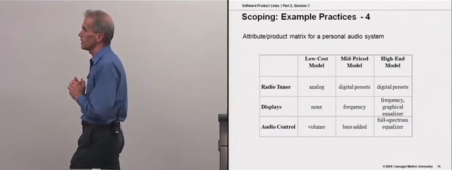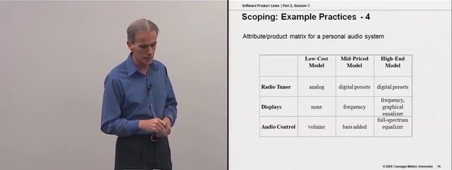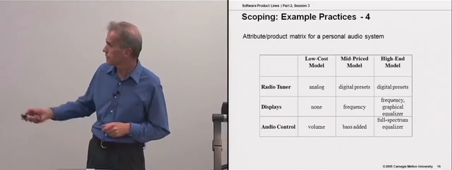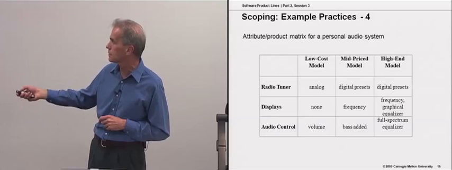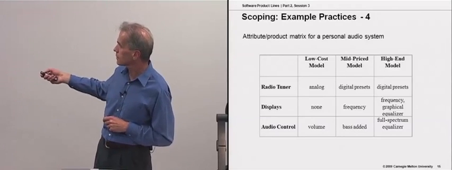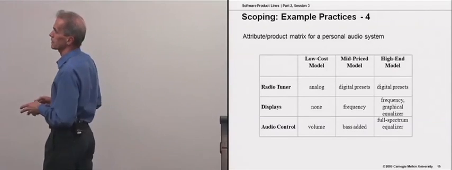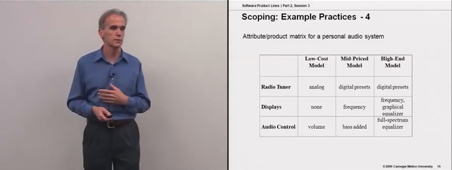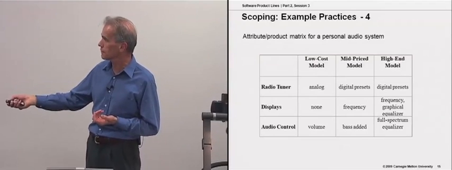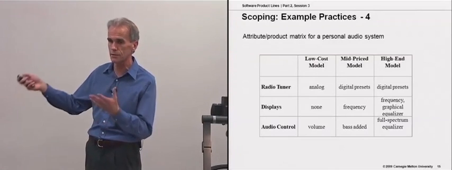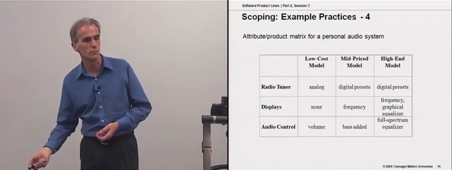This is an example of an attribute product matrix where you have a mix and match set of capabilities in your personal audio system, shown in the leftmost column here, and then the other columns deal with segmenting these capabilities for particular business opportunities or particular market segments. So we have a low-cost model with a set of capabilities that we could potentially sell into that particular market, and all the way up to a high-end model which contains more options.